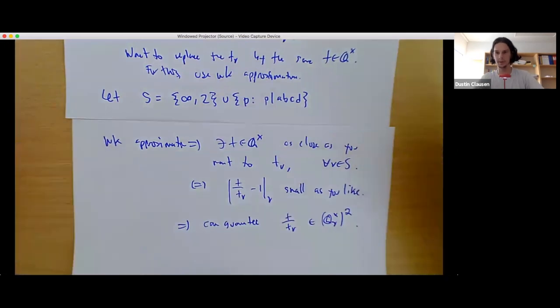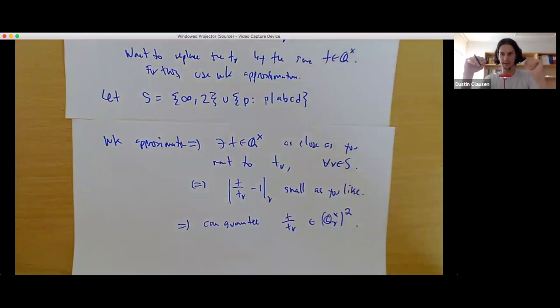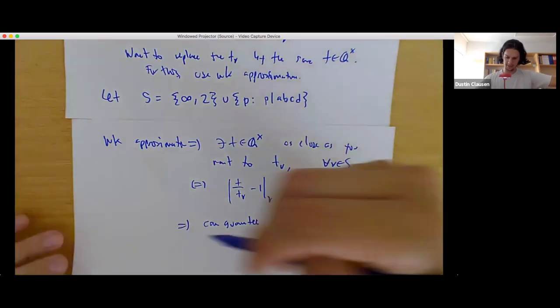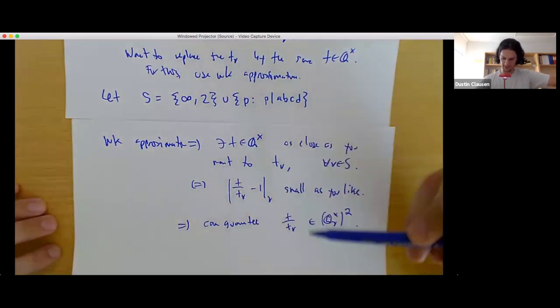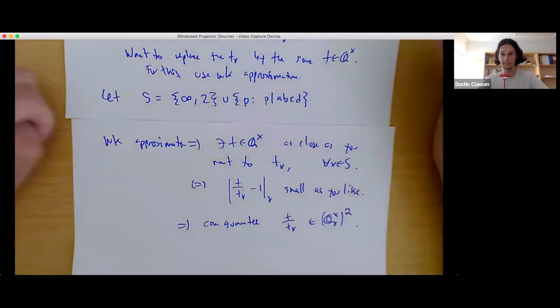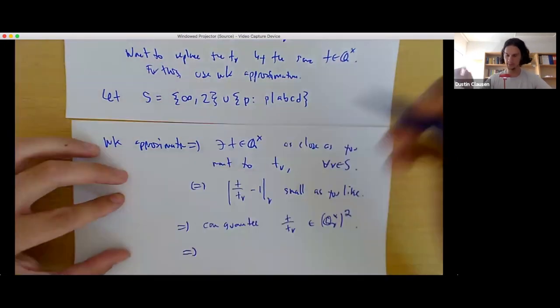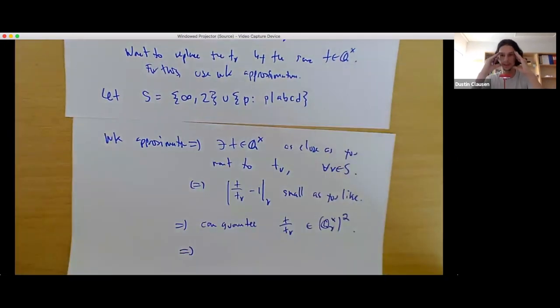Because the first problem on the problem set said that if you're close enough to one in any of these local fields, then you're a square. And that's all we're going to take out of this, is a t in Q cross such that at all the exceptional places, t differs from t_ν multiplicatively by a square. And what does this tell us? Well, the Hilbert symbol, recall, is bimultiplicative, and it takes values in plus or minus one. So if you replace anything in the Hilbert symbol by something which differs from it by a square, then it doesn't change the value.